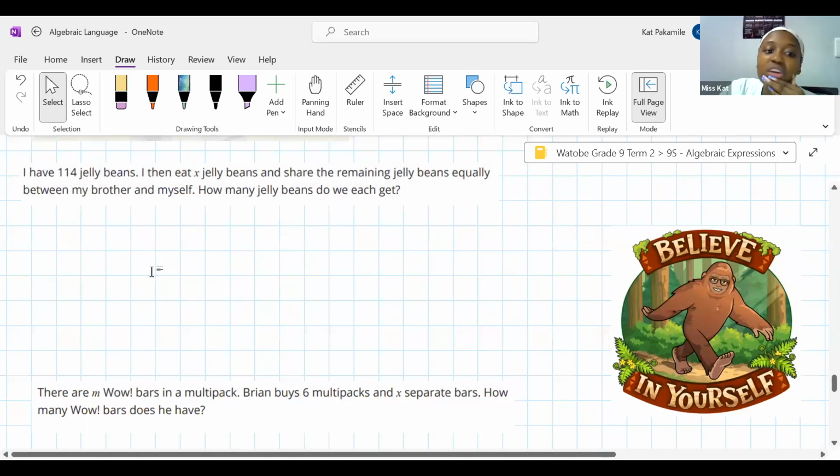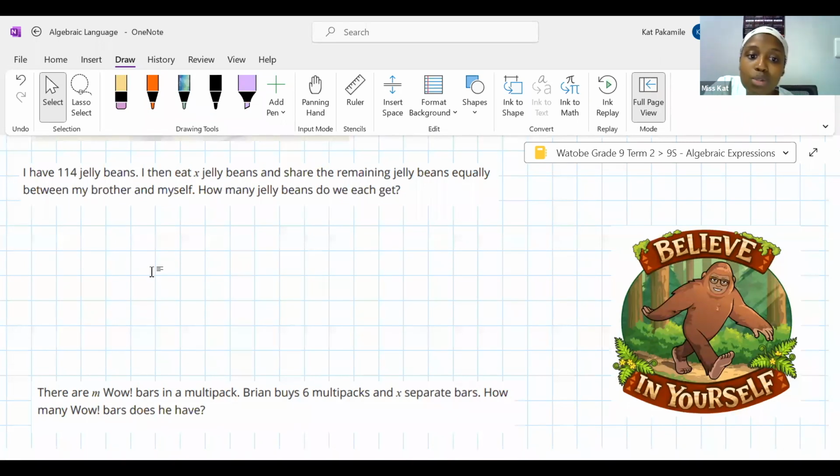If I have 114 jelly beans and I eat X jelly beans, share the remaining ones equally between my brother and myself. How would we write this as an algebraic expression?